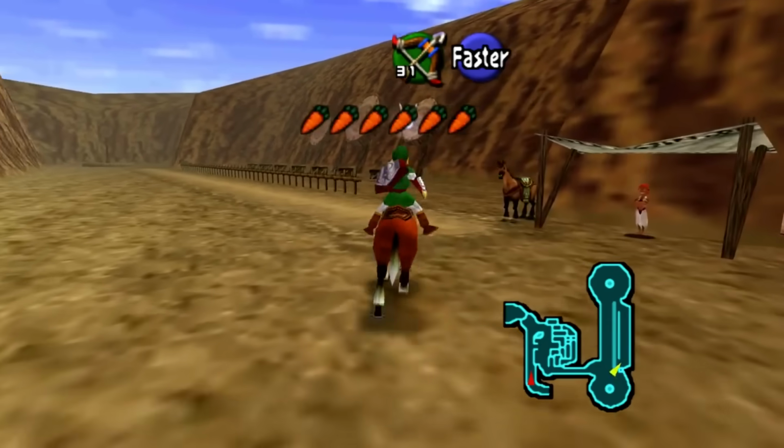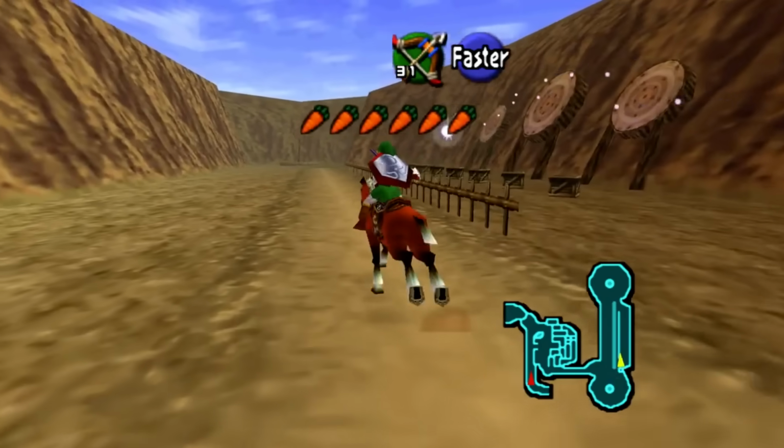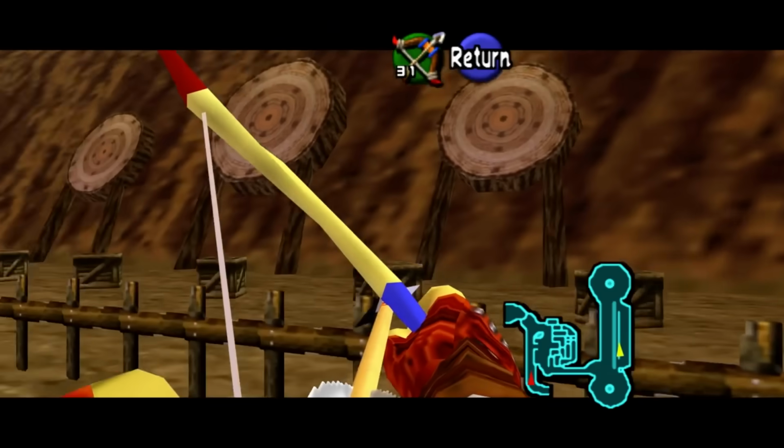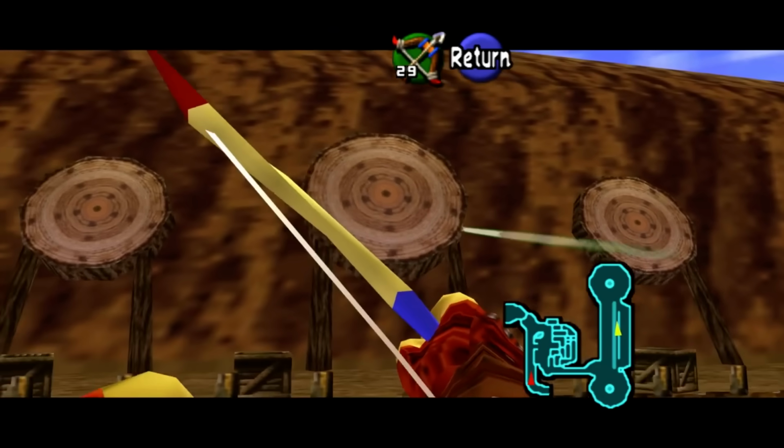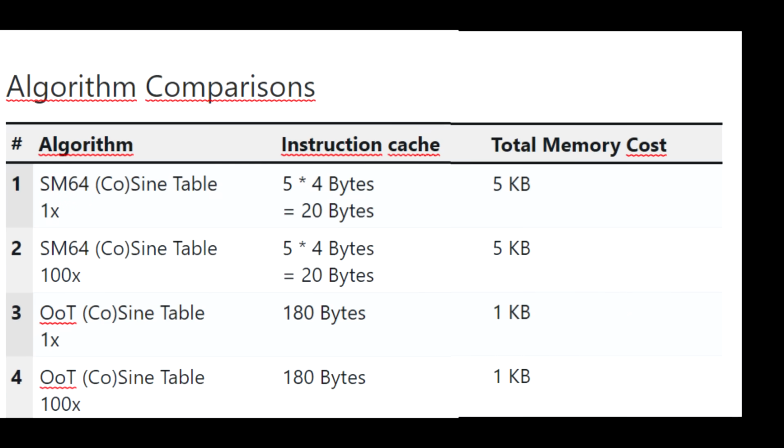This approach does come with a bit of a trade-off. It adds quite a few instructions to the sine and cosine functions. In my own implementation of this, I ended up with about 180 bytes of code. But it significantly reduces the amount of memory you need, just 1 kilobyte. That's a fifth of what we previously needed.